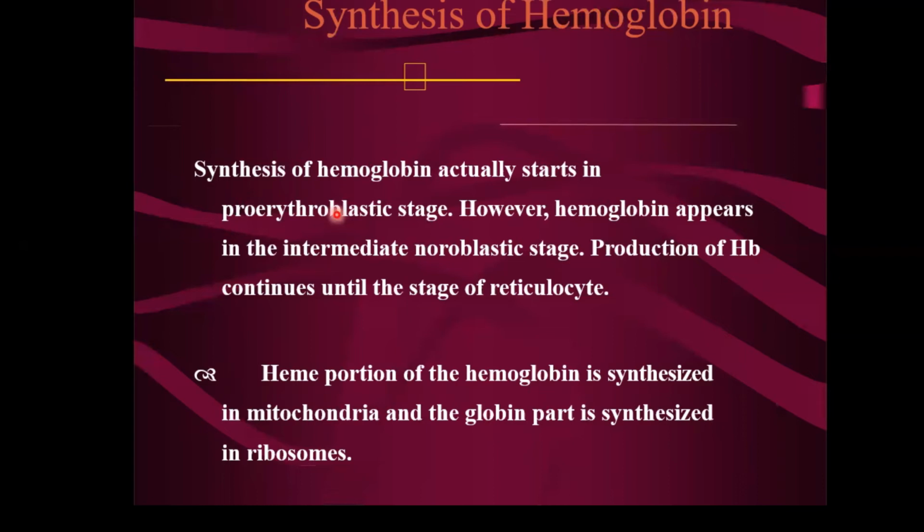If we look into the steps of the synthesis of hemoglobin, it actually starts in the pro-erythroblastic stage. However, hemoglobin appears in the intermediate normoblastic stage also. Production of hemoglobin continues until the stage of reticulocyte. The heme portion of hemoglobin is synthesized in mitochondria and the globin part is synthesized in ribosomes. We can also see this in the diagram. As we know, the globin part is a protein part and proteins are synthesized on the ribosomes.